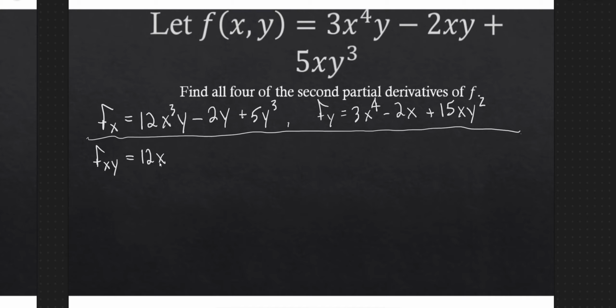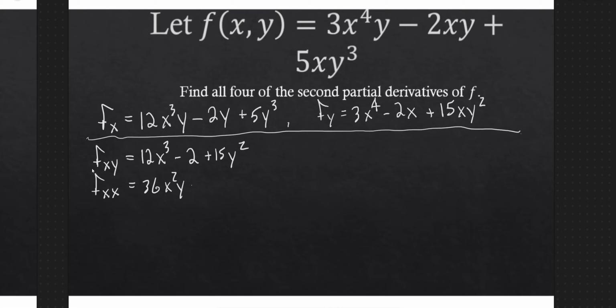So I'll have 12x cubed, right? I'm treating x here as a constant, minus 2, that y will go away, plus 15y squared. So that's fxy, the y partial of the x partial. Let's do fxx. So that's the x partial of the x partial. So here I'll treat y as a constant and differentiate with respect to x. So I'll get 36x squared y. 2y has no x's in it, so this is a constant in the eyes of x, so that goes to 0. And same thing here, 5y cubed, that goes to 0. It has no x's in it, so it's just 36x squared y.